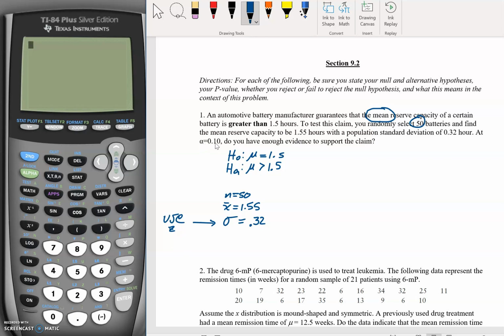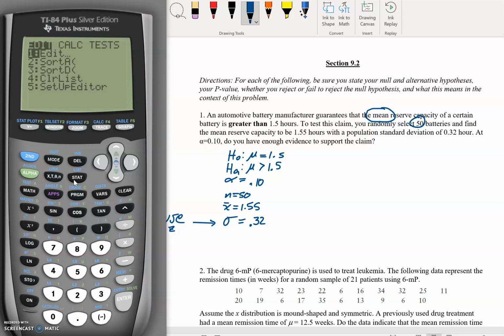At alpha equals 0.10. Usually after our null and alternative hypotheses, we state this. Remember, this is equivalent to saying a 10% significance level. We want to see if we have enough evidence to support their claim. They're believing this is greater than 1.5 hours. So we're going to run through this. Of course, we can do this by hand, finding the test statistic by hand and using normal CDF since this is a Z test statistic, the normal curve.